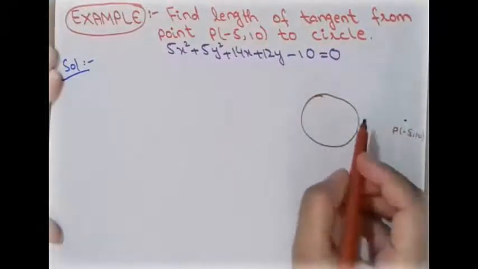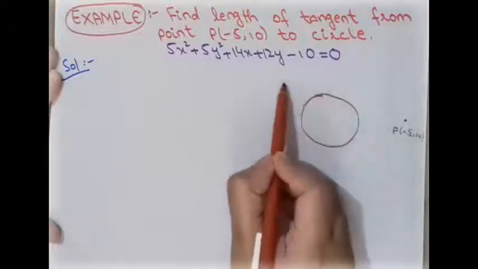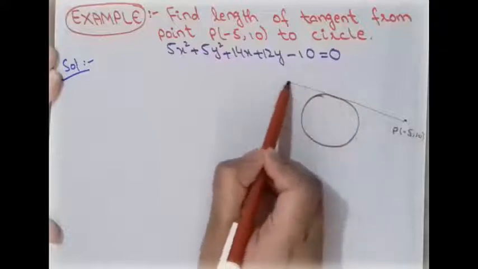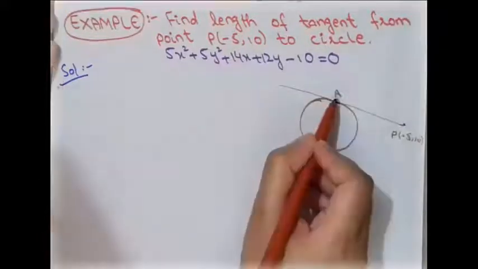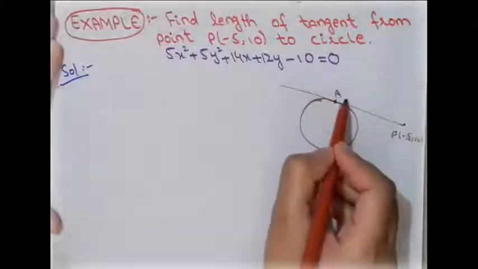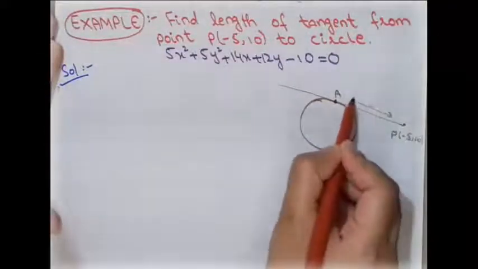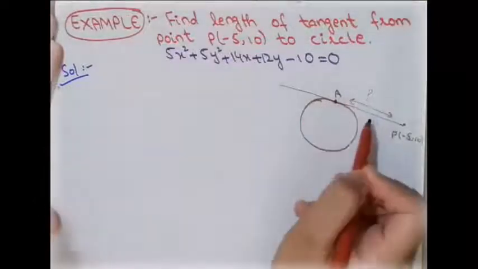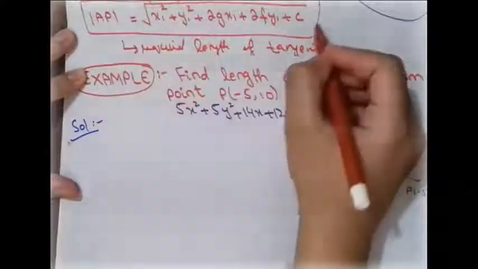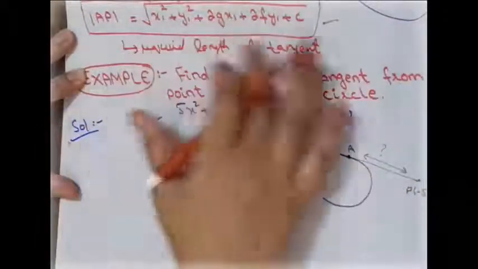So if a tangent is drawn to a circle, it touches the circle at only one point, which is point A, our supposed point. So we basically find the length of these two, the distance AP. This is an implementation example of the formula for the length of the tangent.